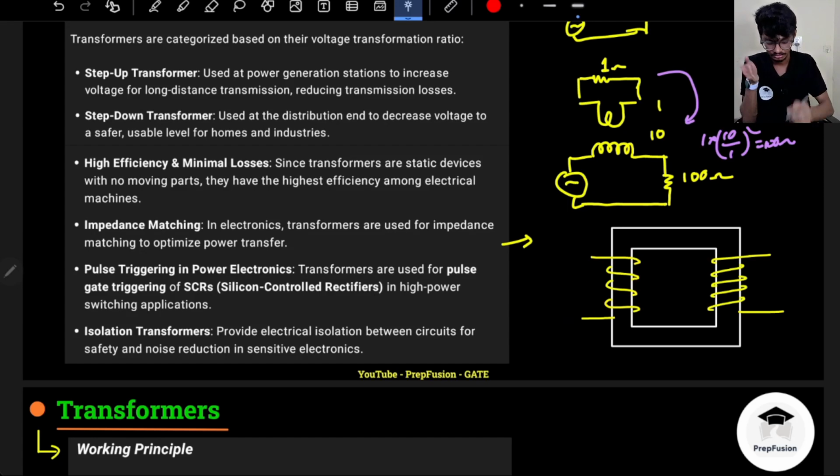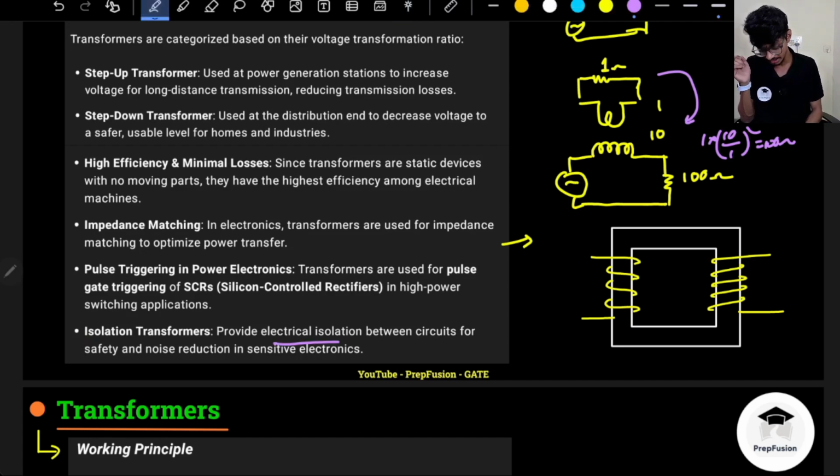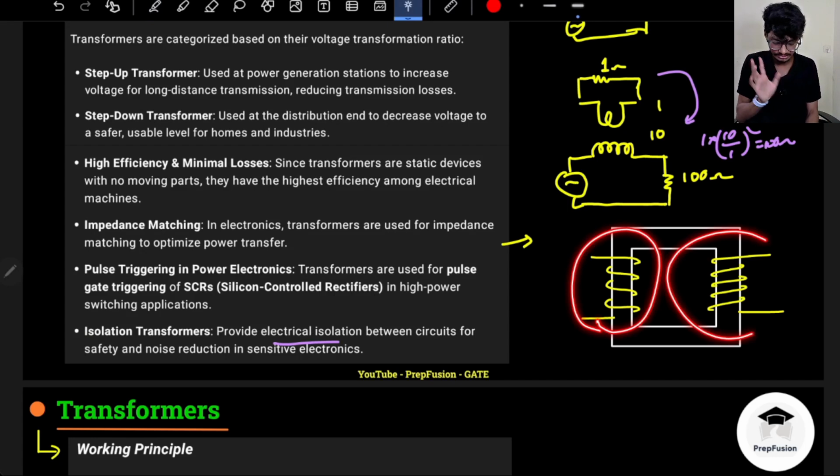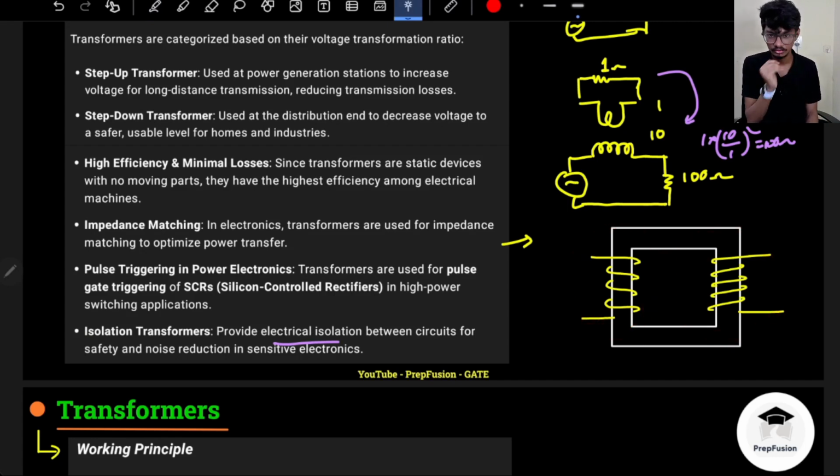There is insulation between the windings. Okay, but what do we mean by isolation? Isolation means there is electrical isolation. There is no connection between the primary winding and the secondary winding. Okay, it is totally isolated. So there is a magnetic connection because the same magnetic flux flows through winding 1 and winding 2, but there is no electrical connection.